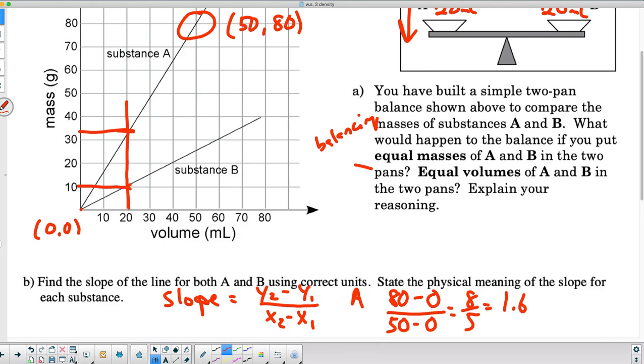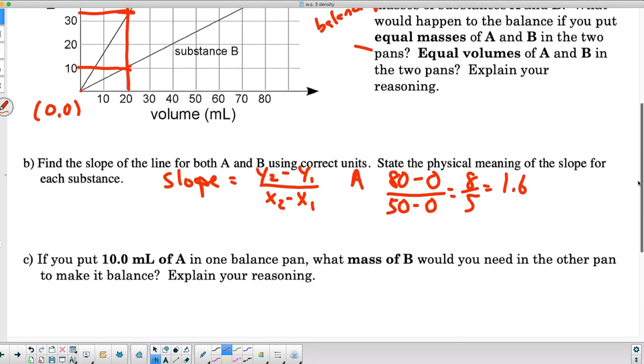You can do the same thing for B. Look for a spot where the line crosses just like we did up here. See if you can find a spot like that, and then use 0, 0 as your y1 and x1. Okay, let's do one more where we can figure out what's going on here, again using the graph to answer the question.